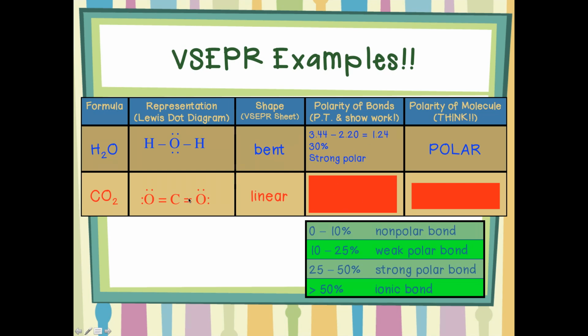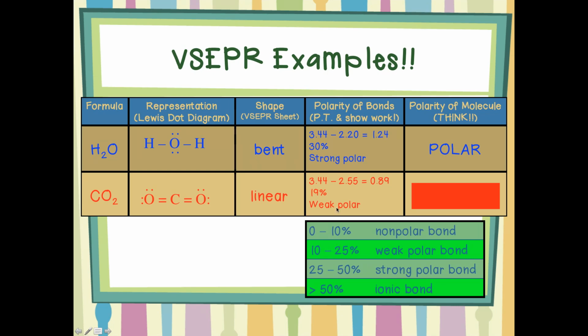So this is the same thing. We're going to look up the electronegativity value for carbon, look it up for oxygen, subtract them, look at your scale. And in this case, so 3.44 again for oxygen minus the 2.55 for carbon gives you 0.89. The 0.89 difference, if you look on the fancy periodic table, is about a 19% difference. And then that makes it a weak polar bond.